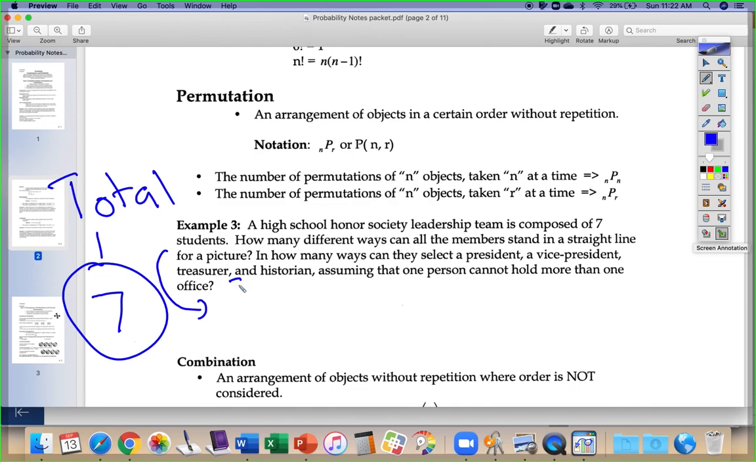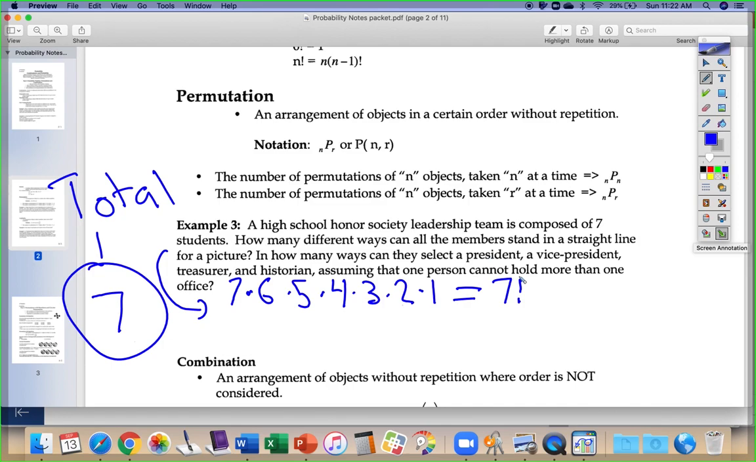Well, my first kid could be 7 kids to choose from. Then I used one of them, so 6 left. Then I used one more, 5 left, 4 left, 3 left, 2 left, 1 left. That is 7 factorial. Picking one at a time, putting them in a row or in a line or in an arrangement. There's a calculator video of how to do this.